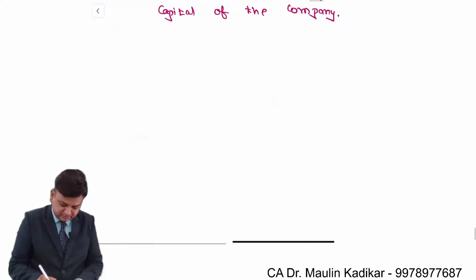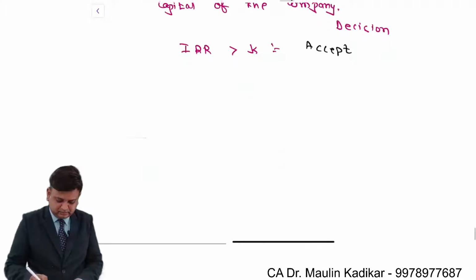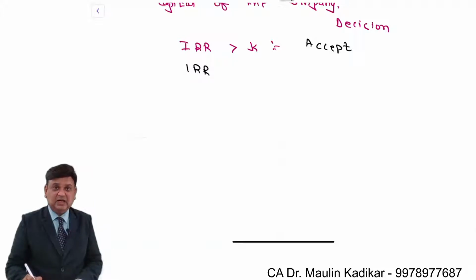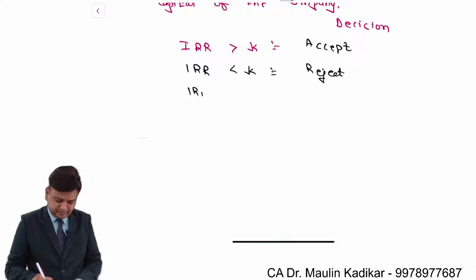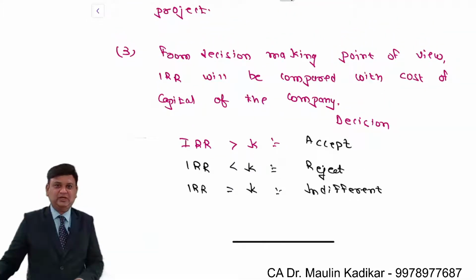Write on this table: IRR greater than cost of capital, the decision is accept. IRR less than cost of capital, the decision is reject. IRR is equal to cost of capital, the decision is indifferent. This is the way we have to take decision.